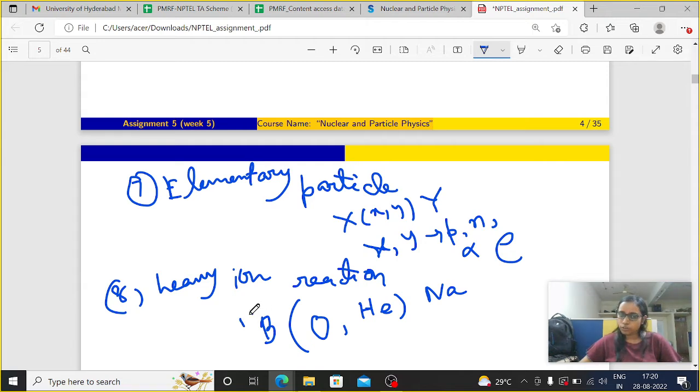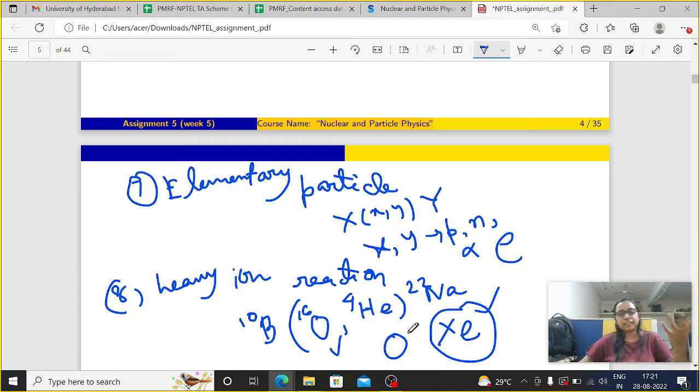So here it is boron 10, oxygen 16, helium 4, and sodium 22. In this reaction, the projectile is not a very small particle. As I already told you, in most cases the projectile will be a proton, neutron, alpha particle, photon and so on. But it may be possible that the projectile is a very heavy nucleus. Let's say oxygen, which obviously has a very large mass. So heavy ion reaction means the projectile is a heavy thing, like oxygen or neon. If this type of reaction is there, then we can say it is a heavy ion reaction.